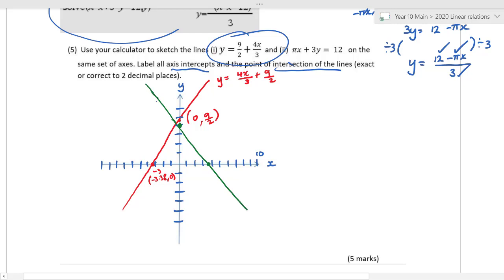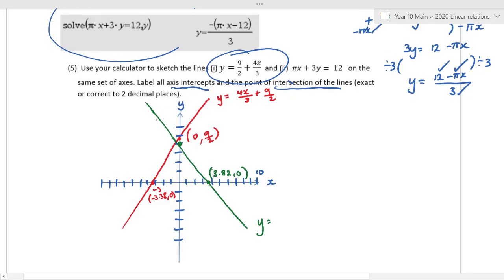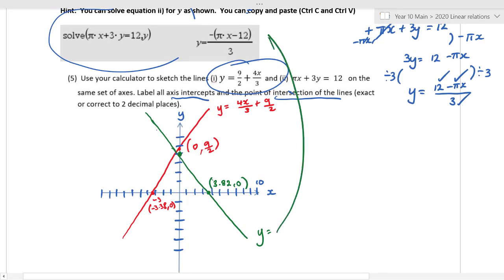Okay? Now, we label this as 3.82. X comes before Y, 0. That's another point. And finally, there's one thing we haven't done, or two things. We haven't labeled that yet. Let's just say that Y is equal to whatever your calculator spat out, that thing.